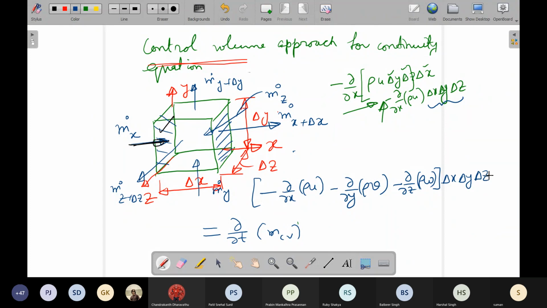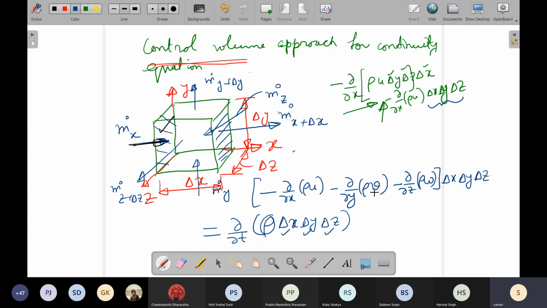Okay. So this is the left hand side. Right hand side, let us similarly write the appropriate expression. So mass in the control volume is what? Density times the volume. We are assuming a constant value of rho, locally constant. That means that we are having small delta x, small delta y, small delta z. So in that small region, this rho is like a local constant.